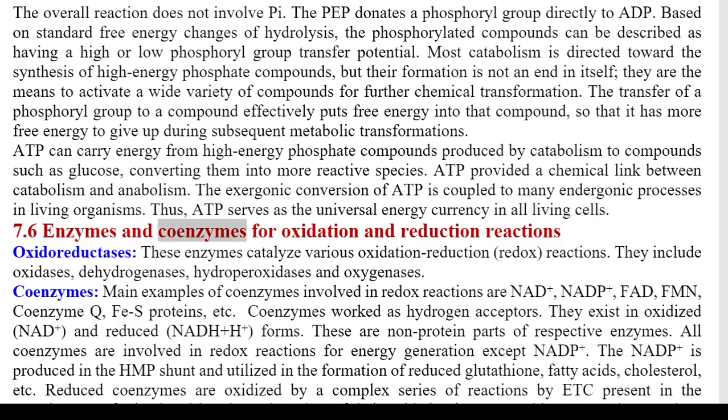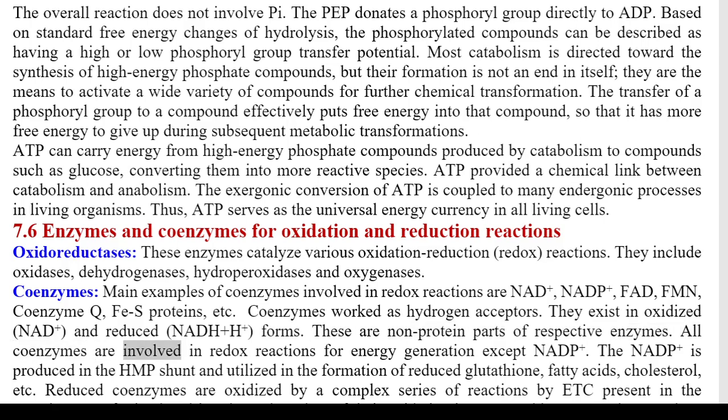7.6 Enzymes and coenzymes for oxidation and reduction reactions. Oxidoreductases: these enzymes catalyze various oxidation-reduction, redox, reactions. They include oxidases, dehydrogenases, hydroperoxidases, and oxygenases. Coenzymes: main examples of coenzymes involved in redox reactions are NAD+, NADP+, FAD, FMN, coenzyme Q, flavoproteins, etc. Coenzymes work as hydrogen acceptors. They exist in oxidized, NAD+, and reduced, NADH + H+, forms. These are non-protein parts of respective enzymes.